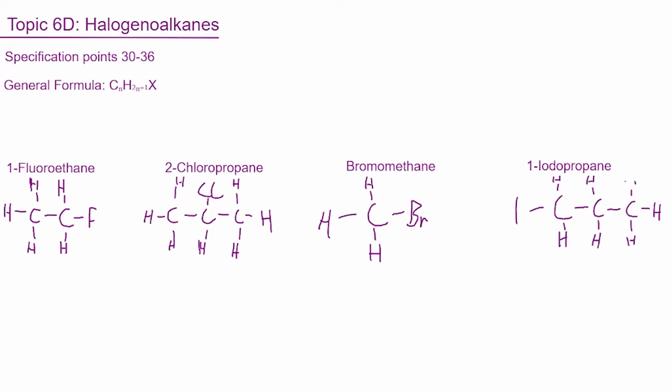The prefix when you name a halogenoalkane depends on what the halogen actually is. So for example, you have fluoro, because the carbon is bonded to a fluorine atom here, chloro, because you have a carbon bonded to the chlorine, and then bromomethane, because this carbon here is bonded to this bromine atom. And finally, iodopropane, because you have iodine bonded to this carbon.